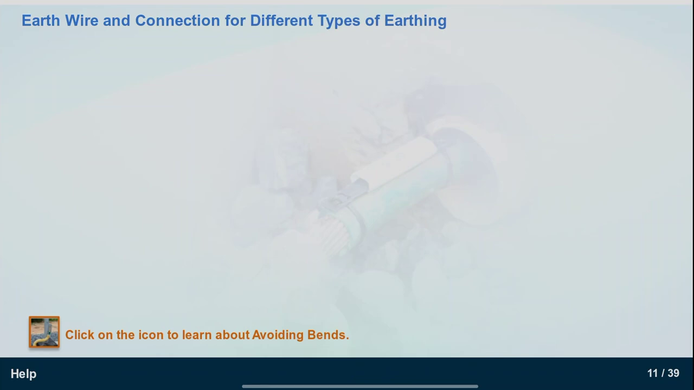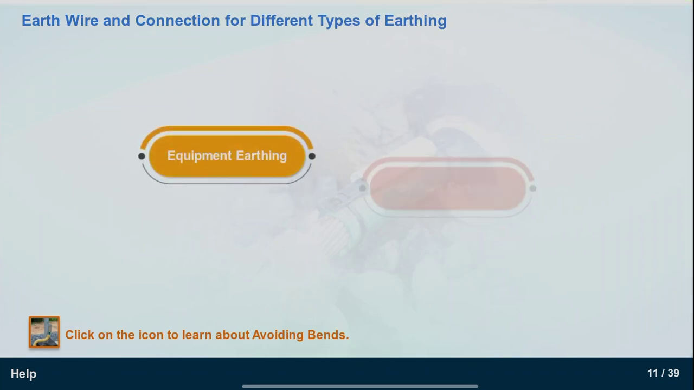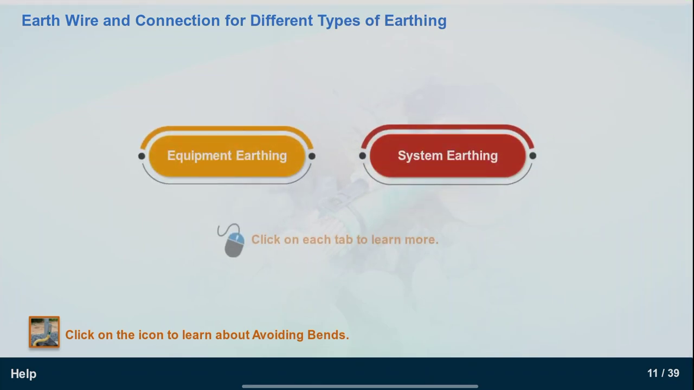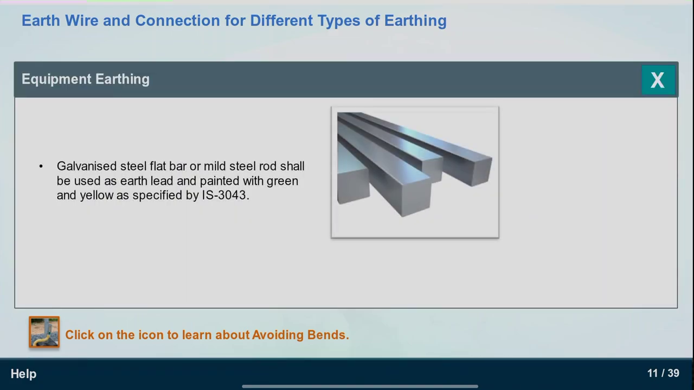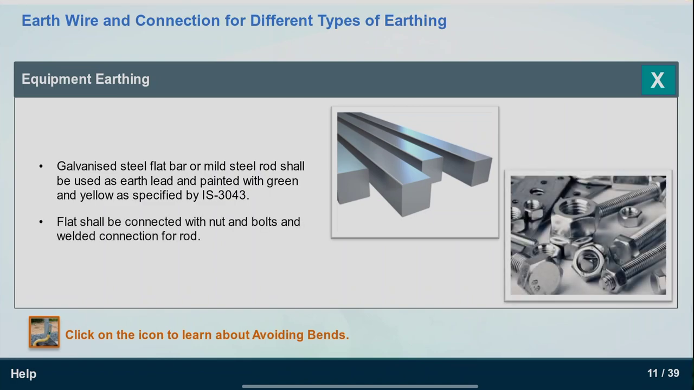Let us now see what kind of connections are used for different types of earthing. Click on each tab to learn more. For equipment earthing, galvanized steel flat bar or mild steel rod shall be used as earth lead and painted with green or yellow as specified by IS 3043. Flat shall be connected with nuts and bolts and welded connection for rod.